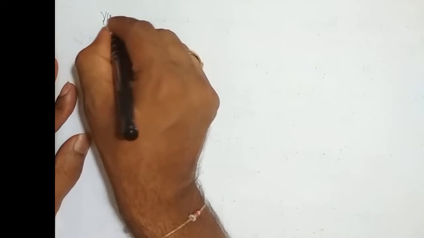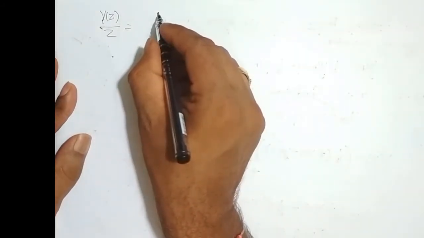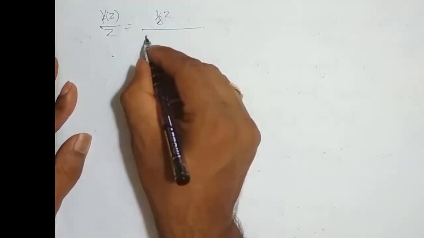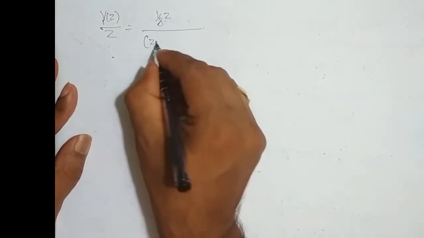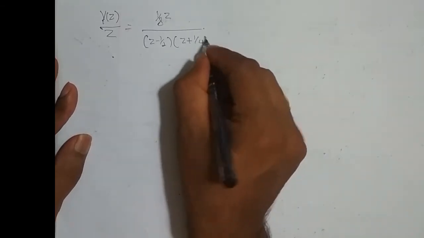Okay, so what is the next step? I have to bring it in the form of y of z by z, right? So y of z by z is equal to, I had 1 by 8 z square, so it is 1 by 8 z divided by, and I will factorize the denominator. It's a second order system. I get two poles. One is at z equal to 1 by 2 and the other one is at z equal to minus 1 by 4.